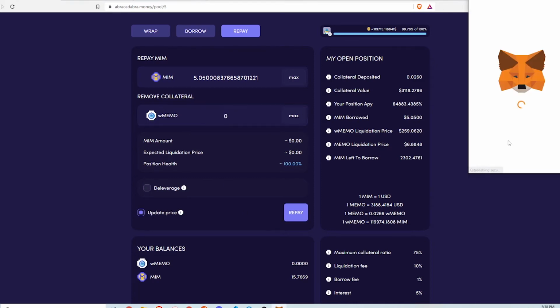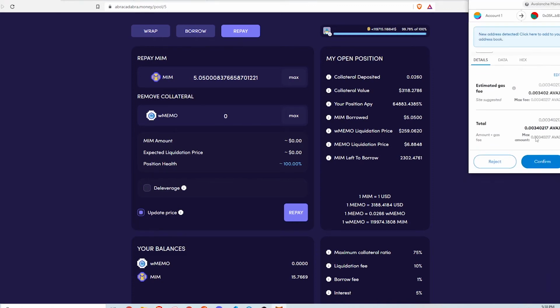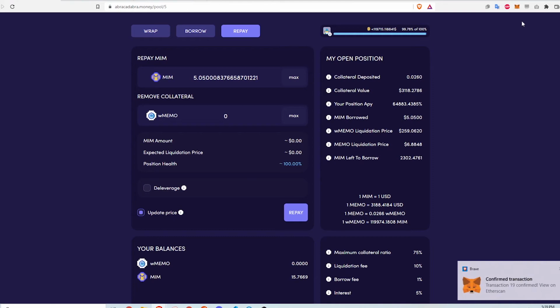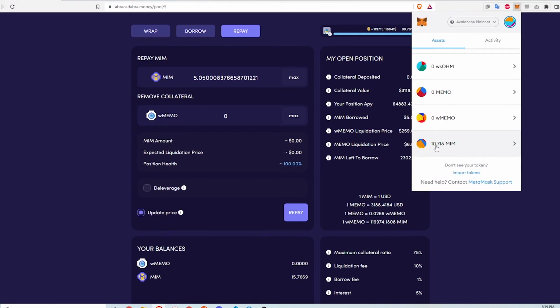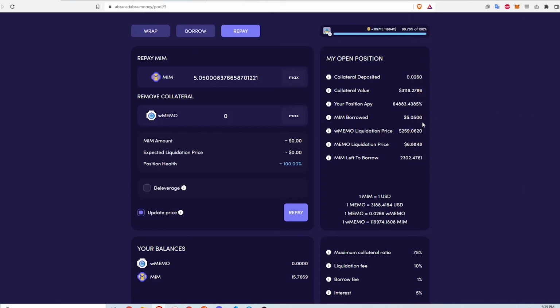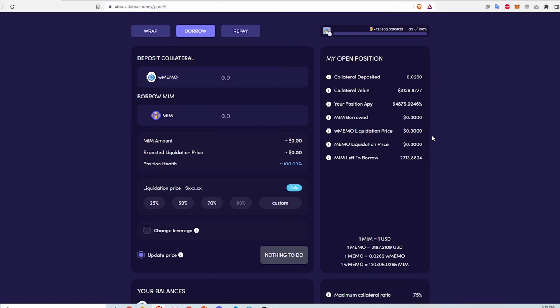I click repay, approve the transaction on MetaMask, and confirm the transaction to repay the loan. Be aware that I need to have enough AVAX in my MetaMask to pay for the transaction fees. Once I see my MIM balance in my MetaMask wallet update, I can refresh the page on Abracadabra to see that I no longer owe any more MIM.